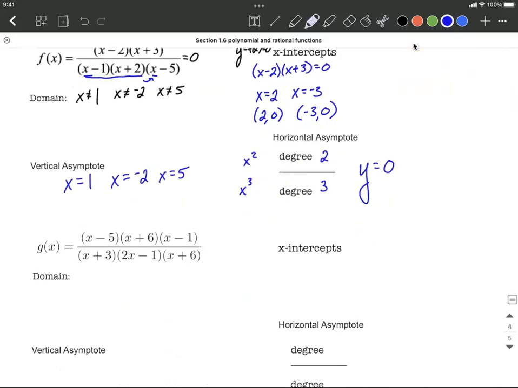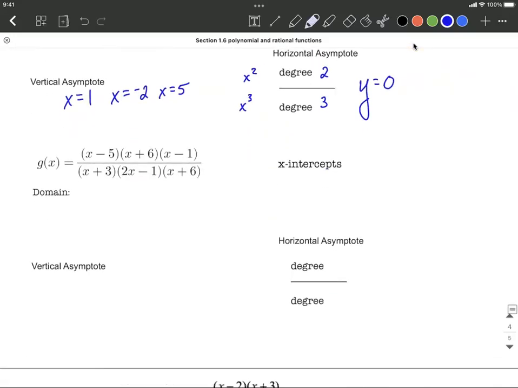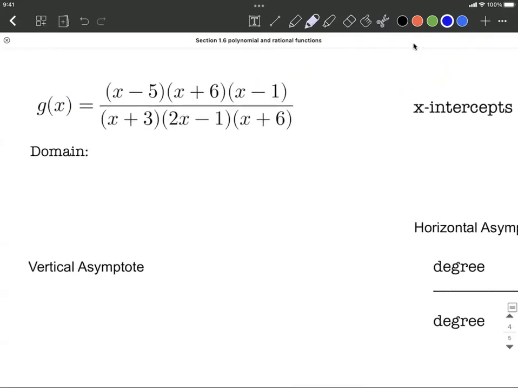Okay, let's try another one. This one has also been factored, but is a little bit different than that previous one. All right, we're going to be looking in the same spots, right? Domain, you still don't want the denominator to be 0. You don't want to divide by 0. So you get x equals -3 for that first factor in the denominator. That second factor is a little bit trickier because of the 2.